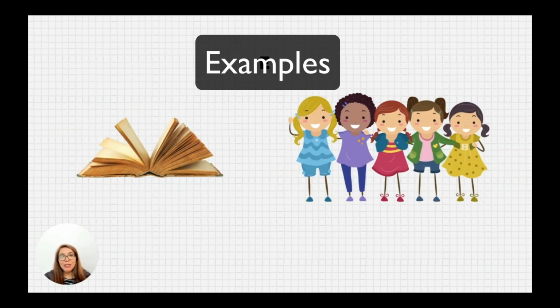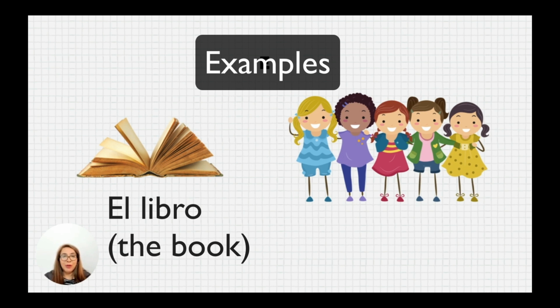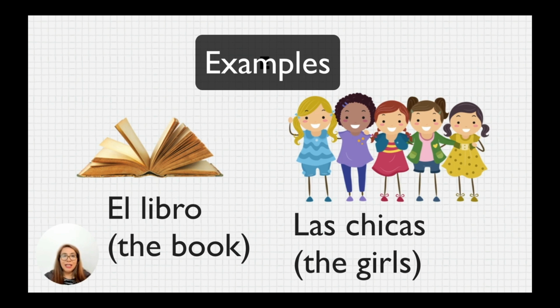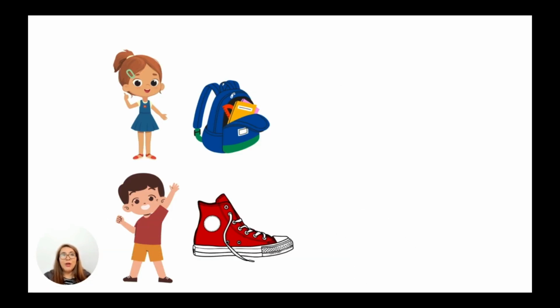In Spanish, nouns have gender. So the book, el libro, is masculine, and the girls, las chicas, is feminine. Just as in English, in Spanish, the nouns can be plural or singular. So everything in Spanish, living things and non-living things, so every noun, I should say, has a gender.